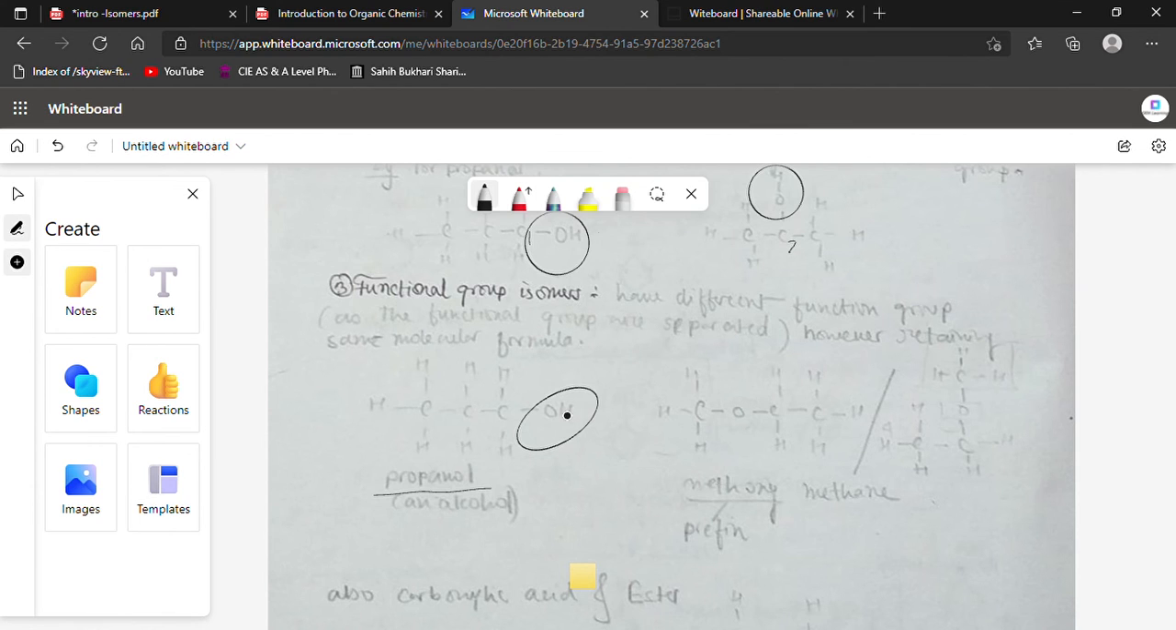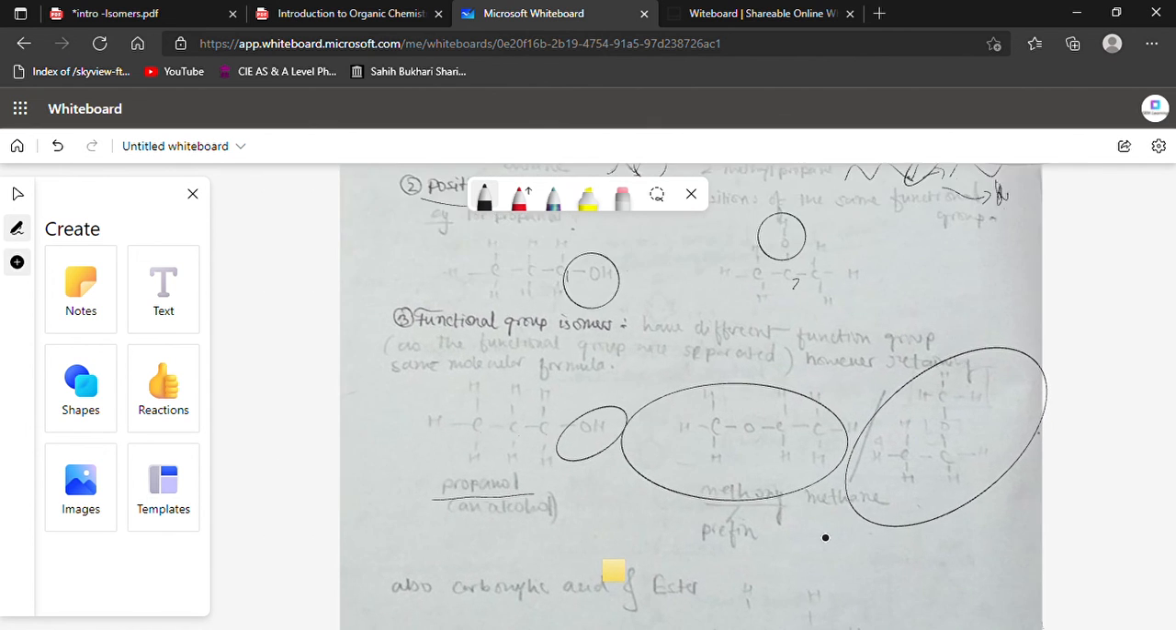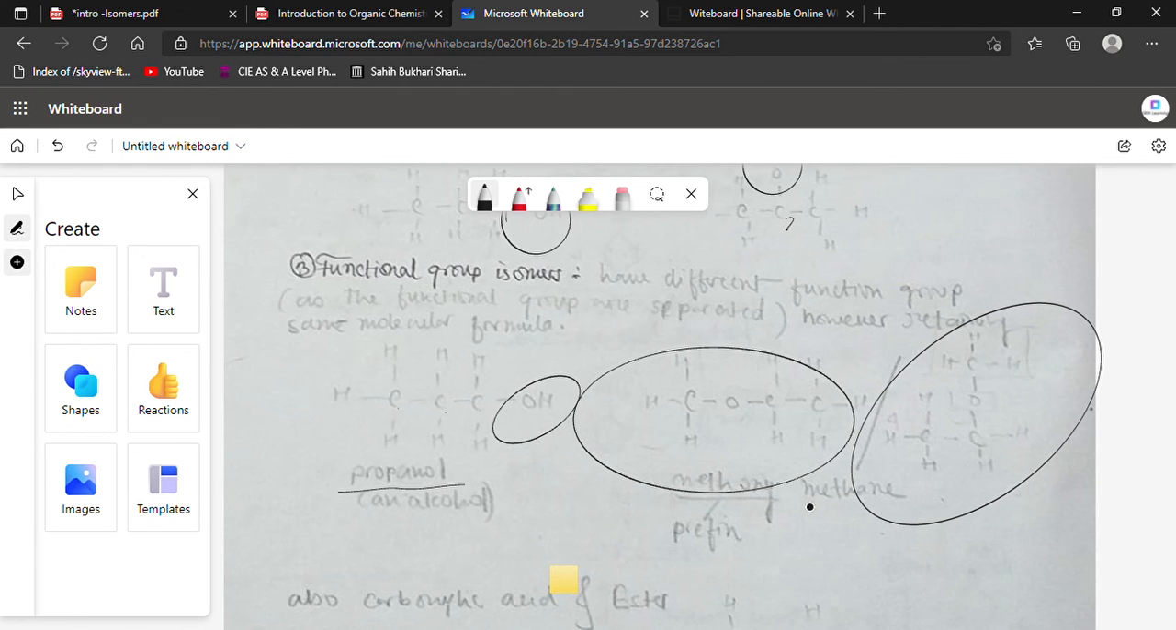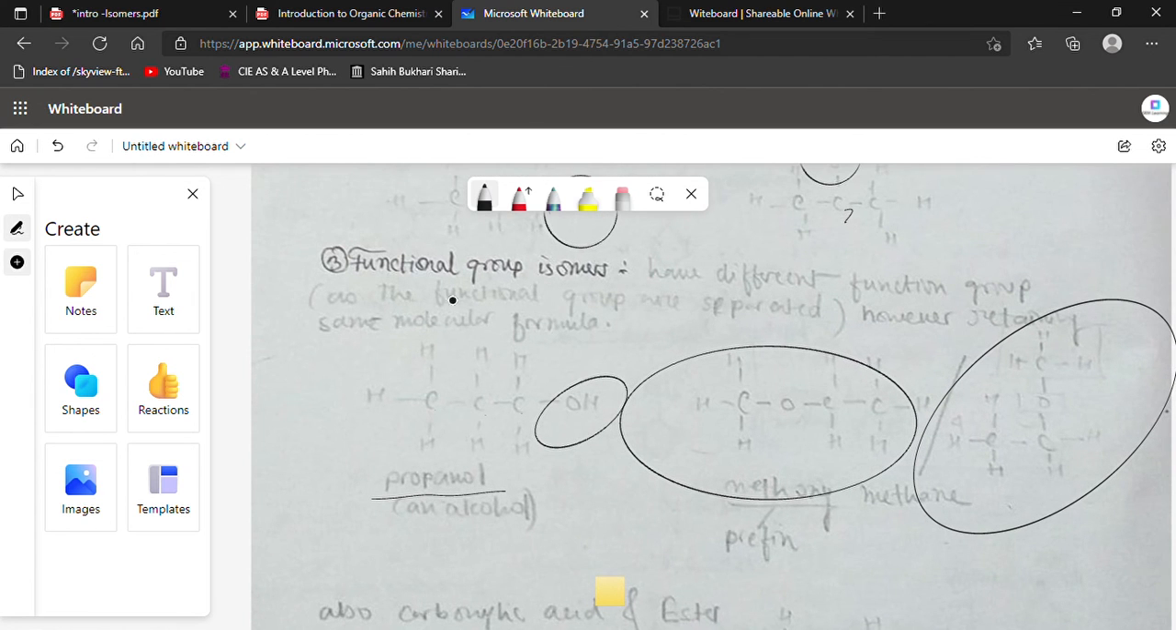So what we can do is take this O and put it in the middle, so it becomes something else. We are getting this compound, methoxymethane, something like that. So in functional group isomerism, you mess with the functional group itself. You change the hydroxyl group, the OH, and manipulate it to actually get something else.